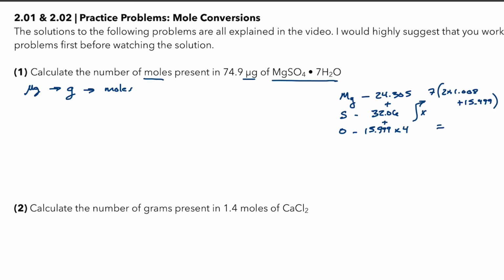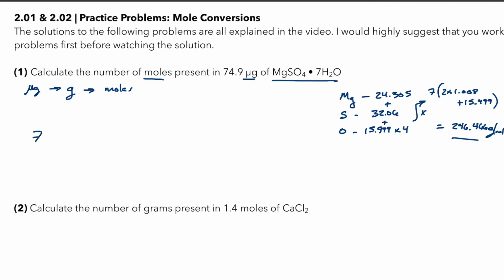Okay, let me grab my calculator. So 24.305, 32.06 plus 15.999. Okay, and I get the molar mass is 246.466 grams per mole. Awesome, molar mass. Now I just need to set up my train tracks in order to convert each time.